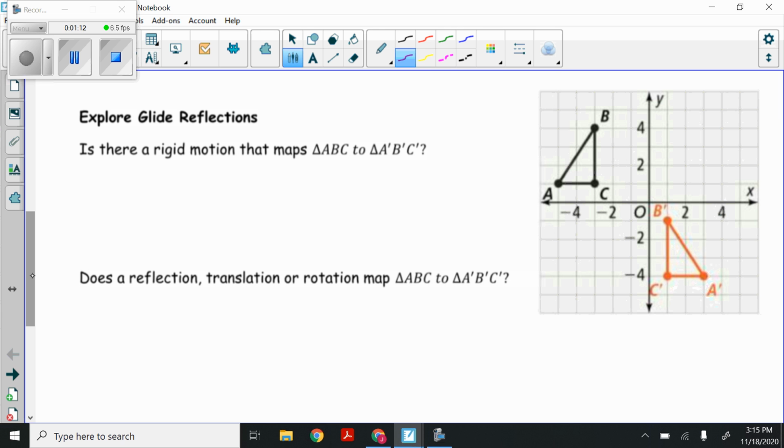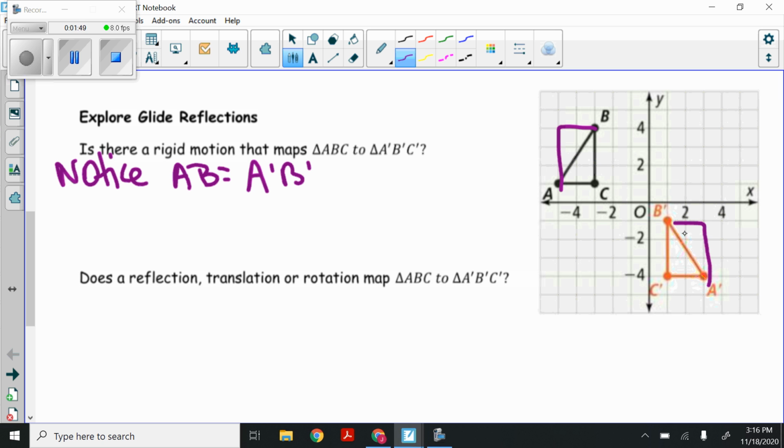This says, is there a rigid motion that maps triangle ABC to triangle A prime, B prime, C prime? So let's look over here. Notice in the picture, let's look at the length of AB. Is that the same as the length of A prime, B prime? Notice that it's a diagonal line, so I would have to do Pythagorean theorem. So if I made this triangle, it's up 3 over 2. If I come over here, again, up 3 over 2. So yes, that is equal.